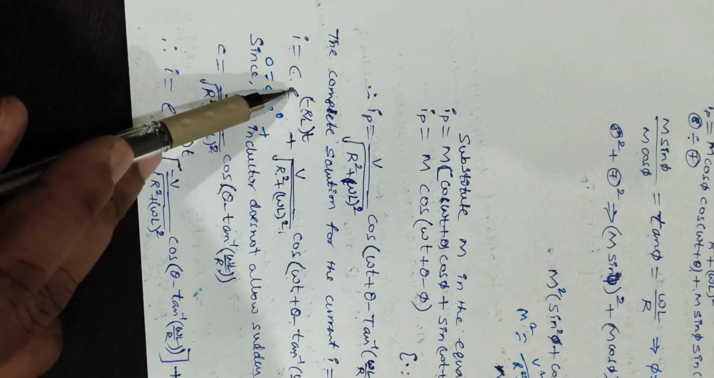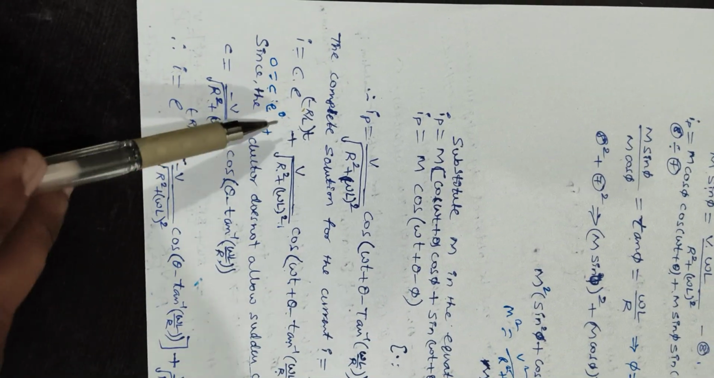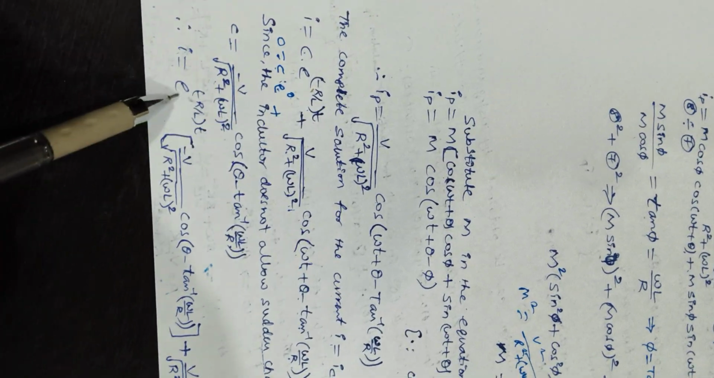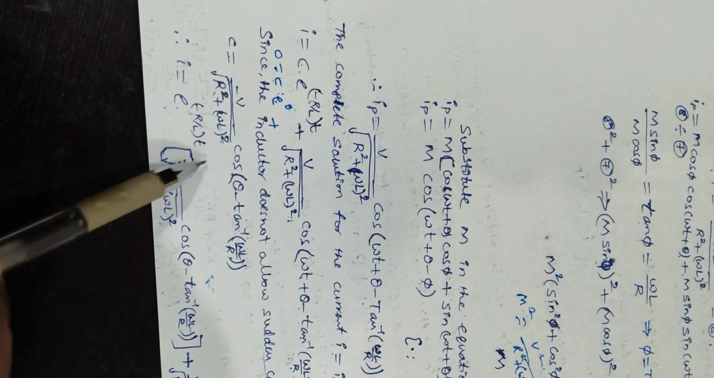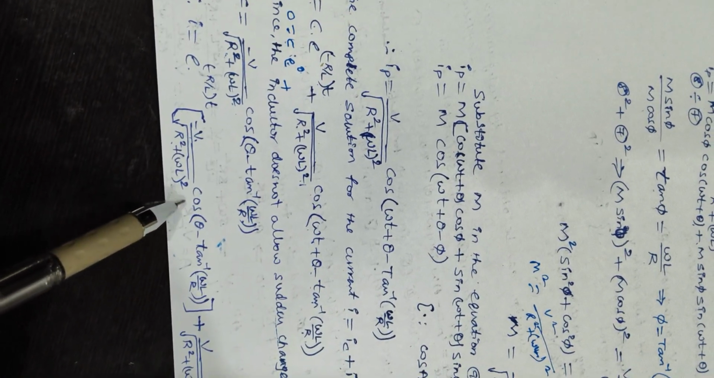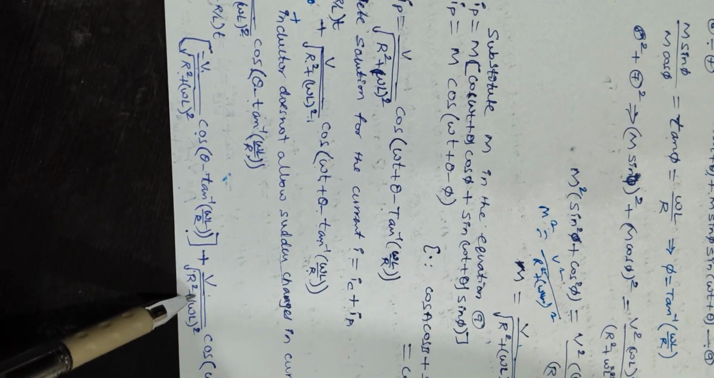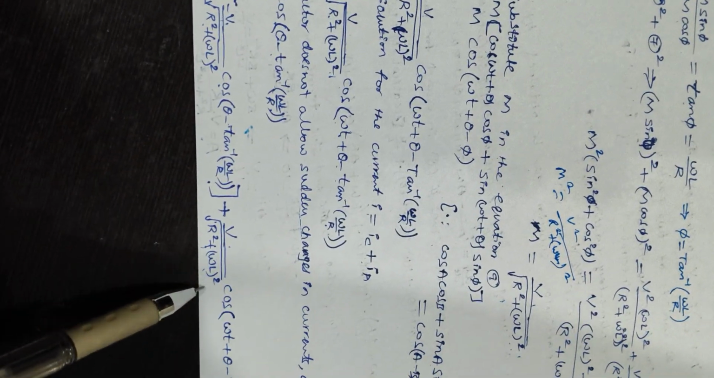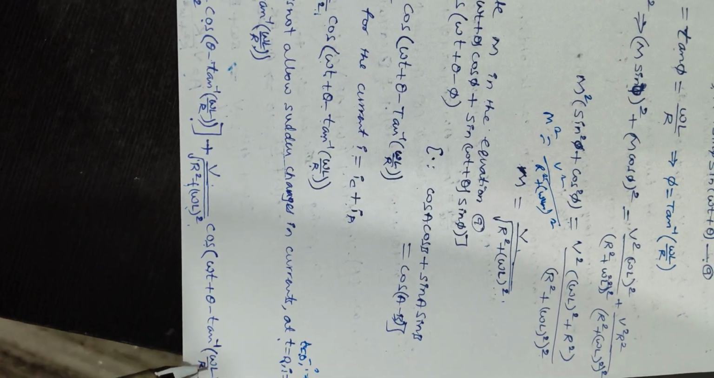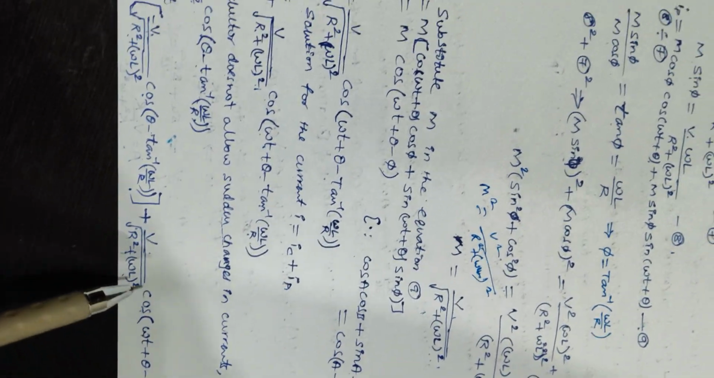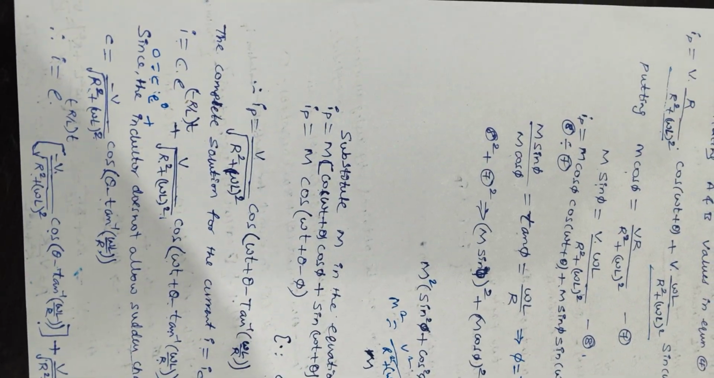That C value I will substitute in this equation. So I will get the complete solution. I is equal to e power minus R by L into t into C, where C is equal to minus V by under root of R square plus omega L square into cos of theta minus tan inverse of omega L by R, plus V by under root of R square plus omega L square into cos of omega t plus theta minus tan inverse of omega L by R. So this is all about the sinusoidal or AC response of the RL circuit. Thank you all.